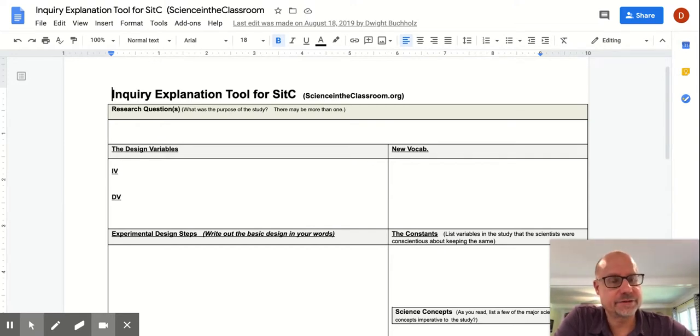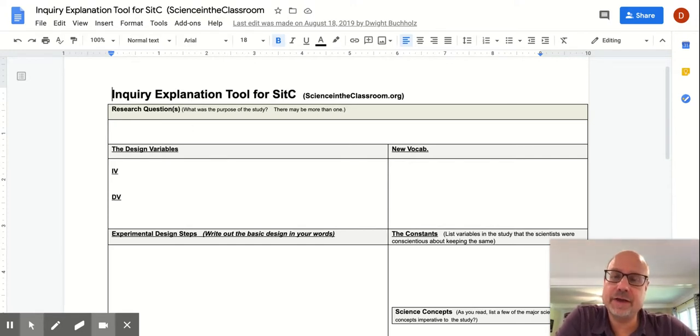Now, for instance, in the study that we're doing about macromolecules, your question would be what sorts of macromolecules are in a Chick-fil-A meal? So that's your research question. What sort of macromolecules are in a Chick-fil-A meal? So that moves us to the design variables.